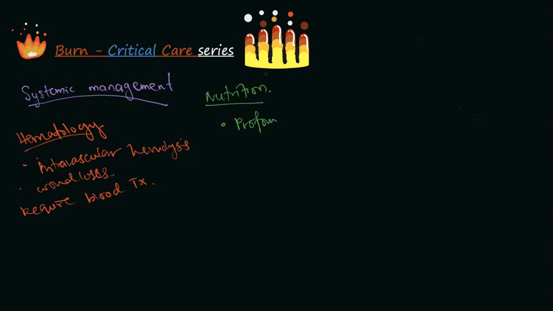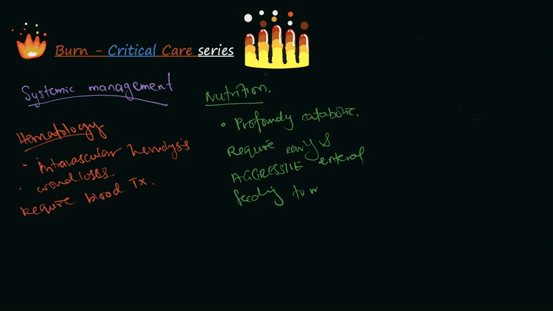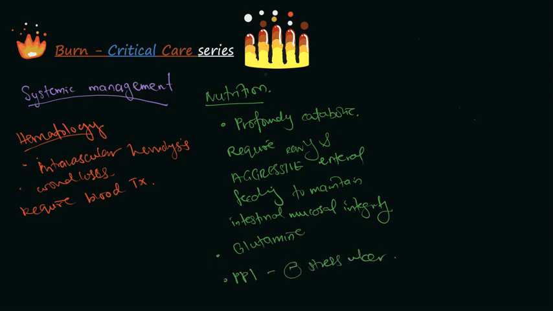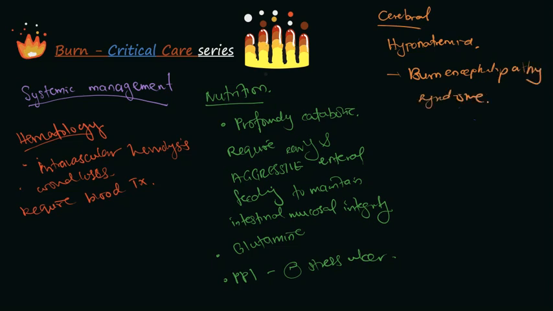Nutrition or GIT, remember that patient will be in a profound catabolic state, so they require early and aggressive enteral feeding preferably to maintain the intestinal mucosal integrity and for wound healing. So glutamine is advisable to be administered, and also PPI will reduce the incidence of stress ulcer. As for the central nervous system, the patient is prone to have hyponatremia causing burn encephalopathy, so this can be avoided by aggressively treating the hyponatremia.